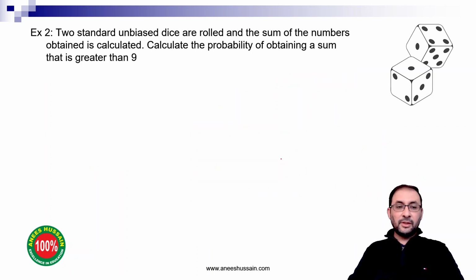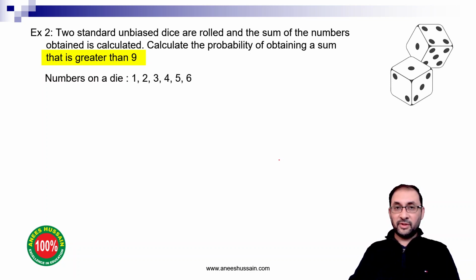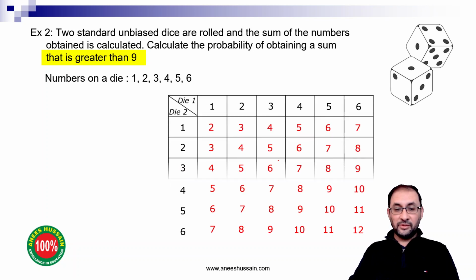Example 2. Two standard unbiased dice are rolled and the sum of the numbers obtained is calculated. Calculate the probability of obtaining a sum that is greater than 9. In this case, we are again rolling 2 dice and our job is to figure out the probability that we get a sum that is greater than 9. As we saw before, the numbers that you can get on a die are 1, 2, 3, 4, 5, and 6. Because of that, we need to create a sample space with 7 rows and 7 columns as we did in the previous example. So let's quickly do that.